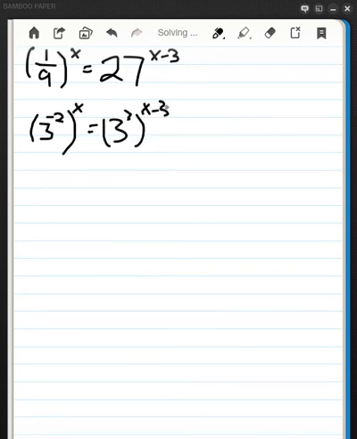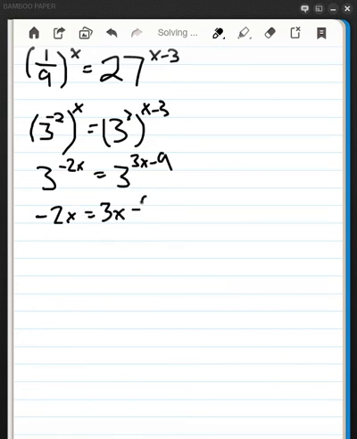So again, notice I didn't perform any operations on these two bases. I simply rewrote this number as 3 raised to some power. We're going to use the power of a power rule. So 3 to the negative 2x is equal to 3 to the, distribute the 3, 3x minus 9. Now that my bases are exactly the same, I can set the exponents equal to each other. So negative 2x is equal to 3x minus 9.